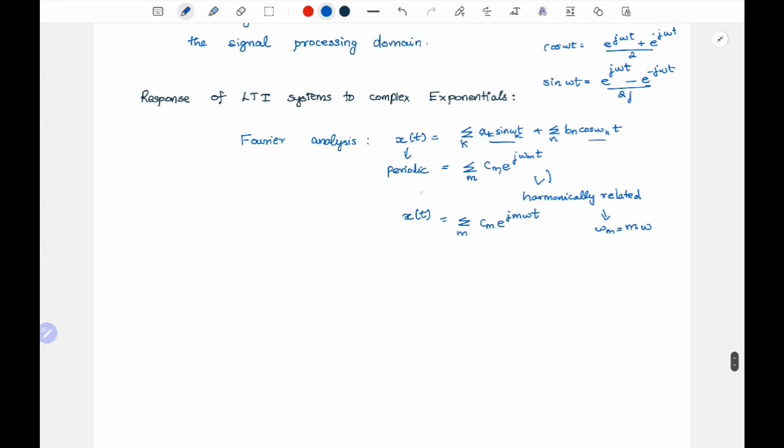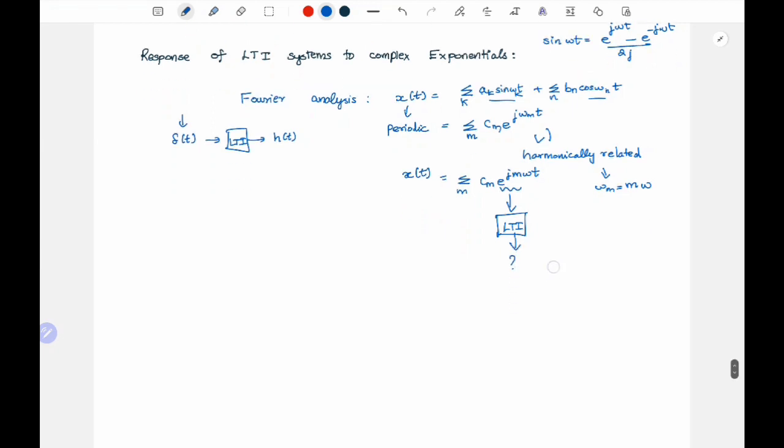But if we say this is what it is, and as we already saw in the previous lectures, we've found delta of t and its response to the LTI system. And it was very useful in describing other inputs and outputs also. So here, if x of t is a linear combination of these complex exponentials, then we want to explore what will happen when this is passed through an LTI system, right? So that is what we'll look at now.